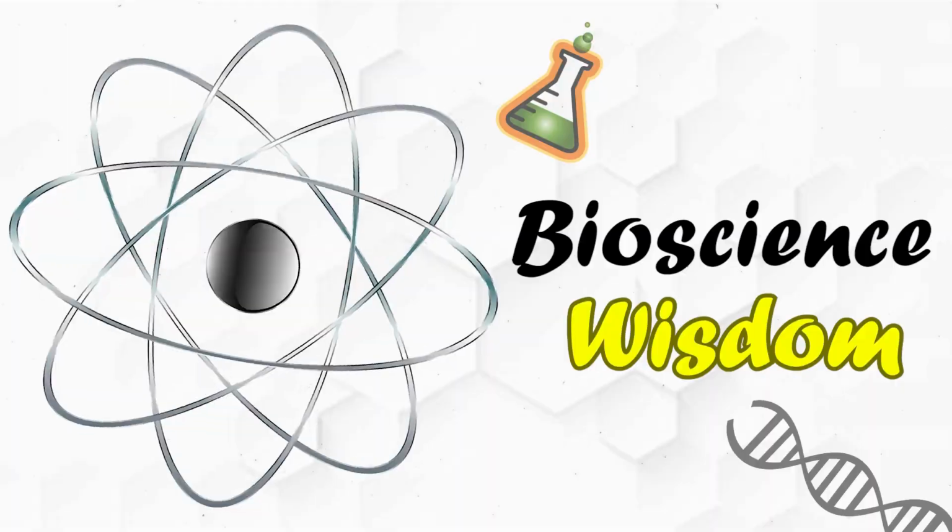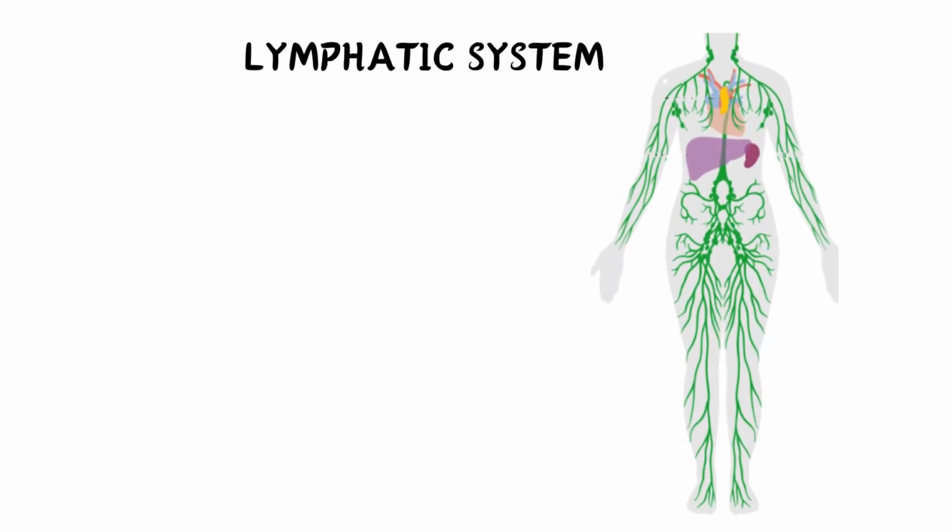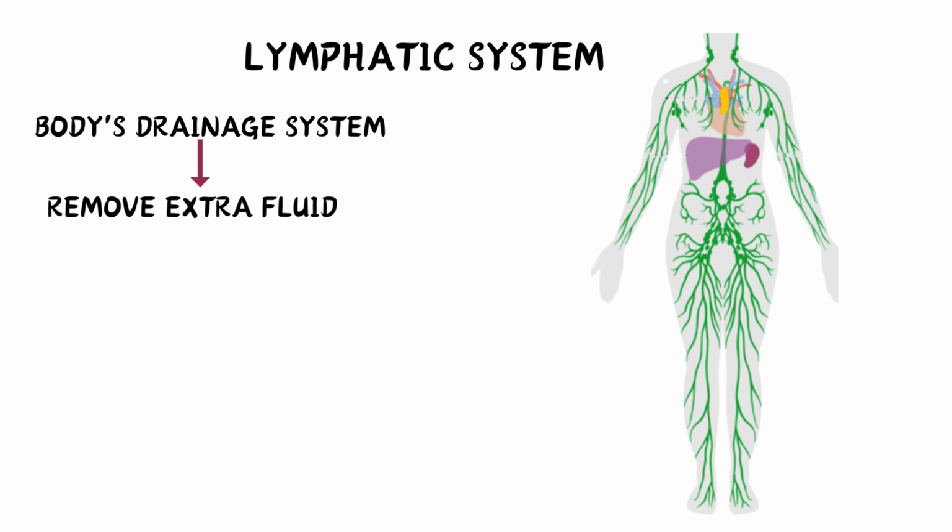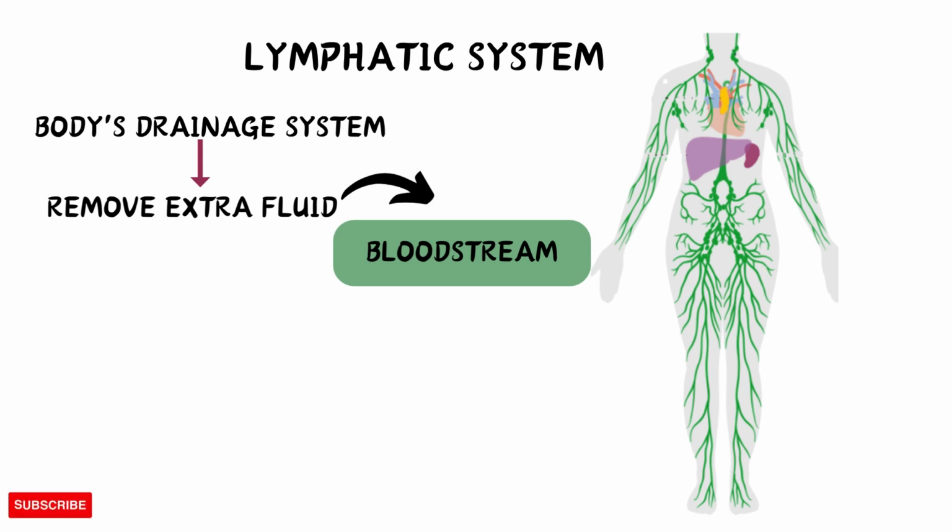Today we will take a look at the lymphatic system. The lymphatic system is like your body's drainage system. It helps to remove extra fluid from your tissues and puts it back into your bloodstream. This system is a crucial component of the circulatory system and the immune system.